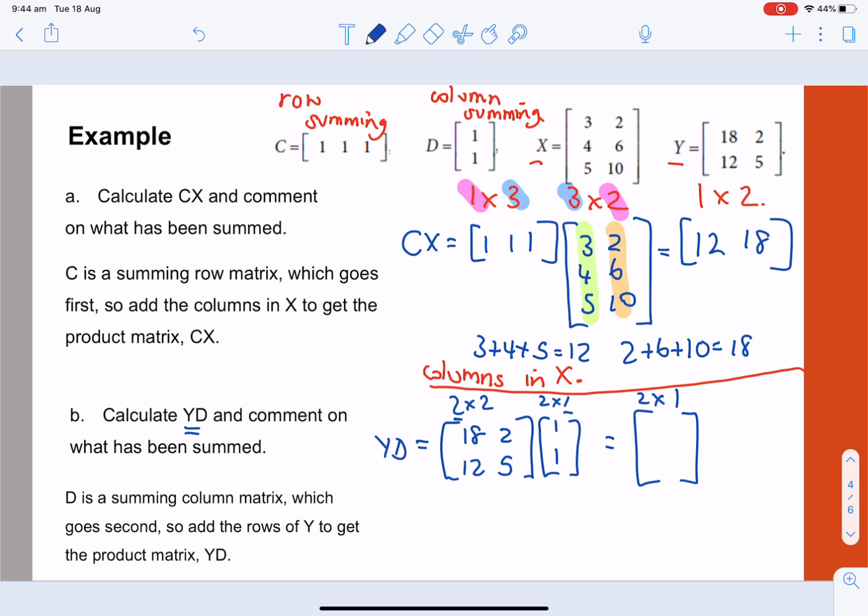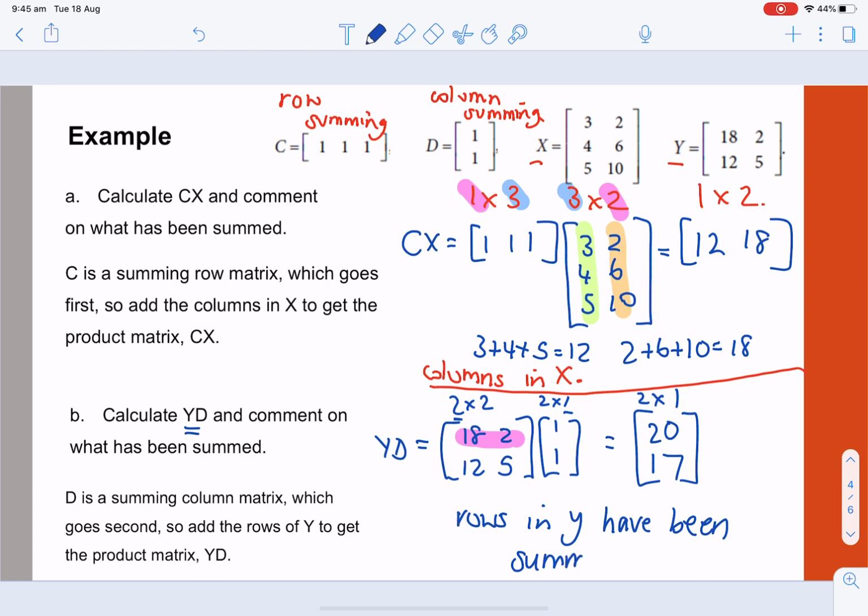Now, because I've got a column summing matrix, I'm going to add my rows. 18 plus 2 gives me 20. 12 plus 5 gives me 17. So D is a summing column matrix, which goes second. So add the rows of Y to get the product matrix YD. So in response to the second part, comment on what has been summed: the rows in Y have been summed.